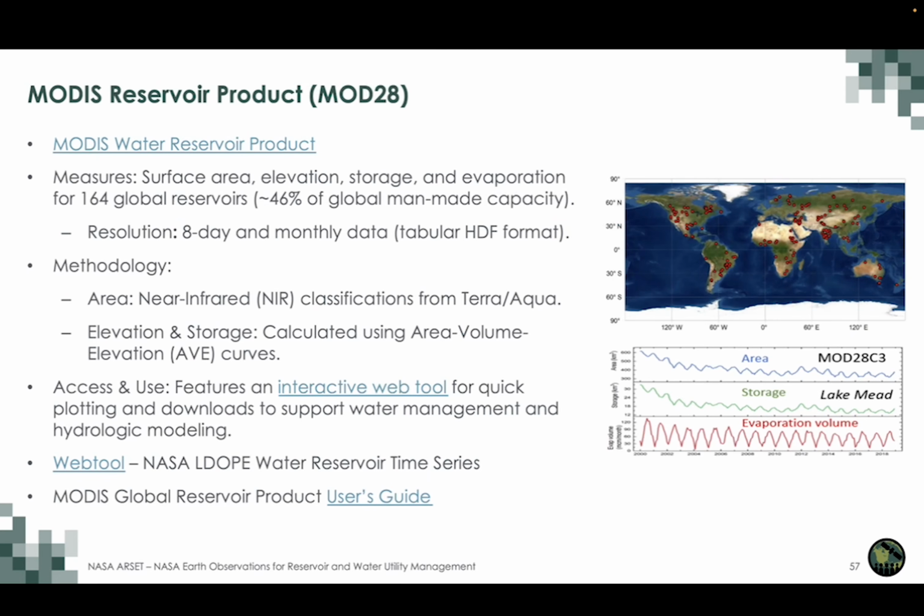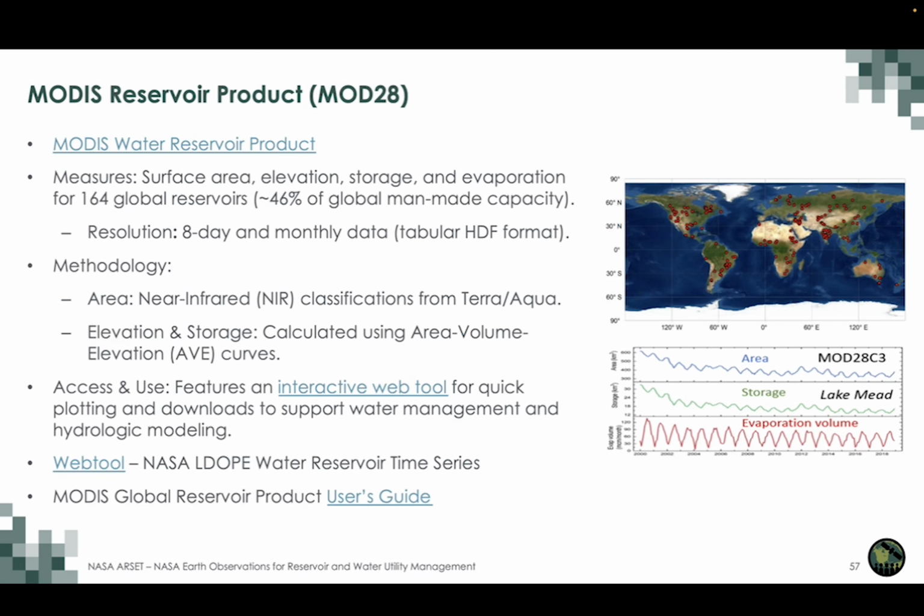Let's look at a tool designed specifically for direct water body monitoring, the MODIS Reservoir product, also known as MOD28. This dataset provides critical measurements for surface area, elevation, storage, and evaporation across 164 major global reservoirs. To put that into perspective, it covers roughly 46% of the planet's man-made reservoir capacity. The methodology works by using near-infrared classifications from the Terra and Aqua satellites to determine the water surface area. From there, it calculates the elevation and total storage volume using established area volume elevation curves.